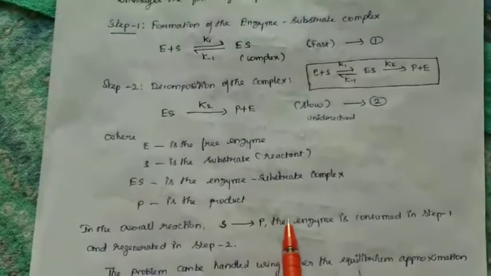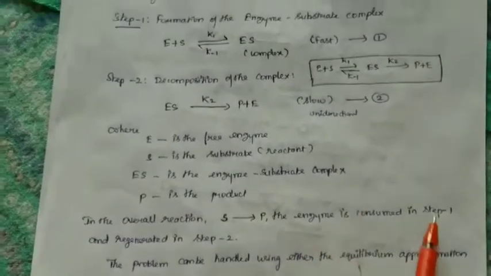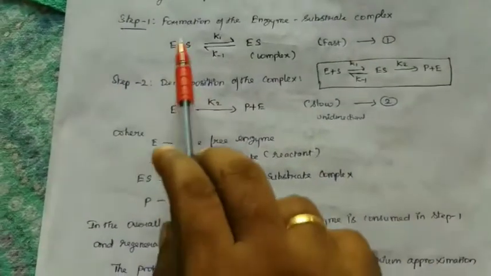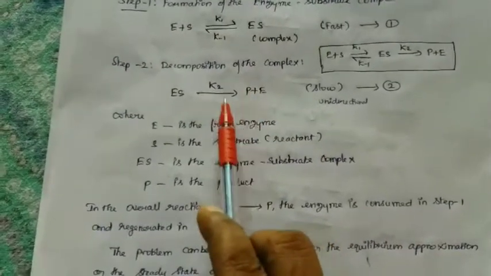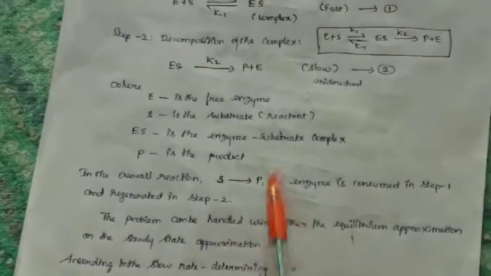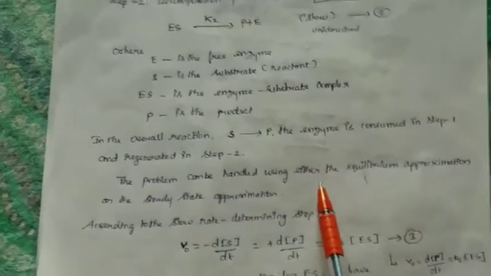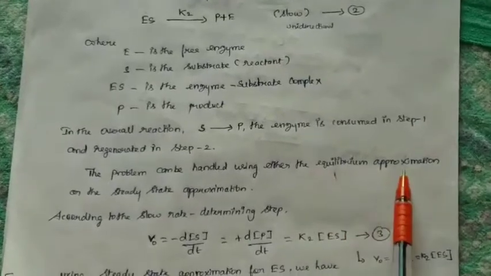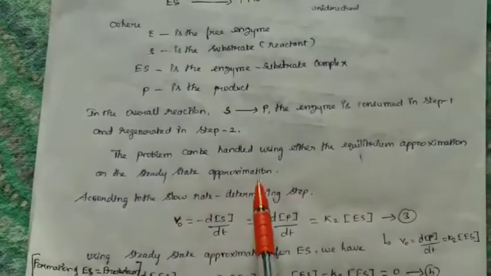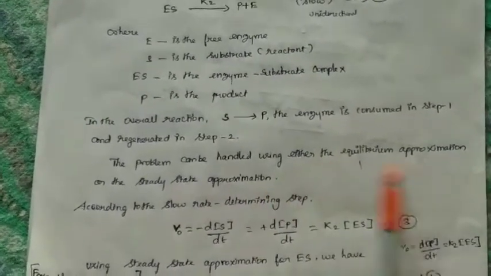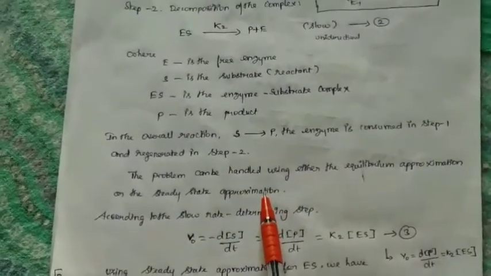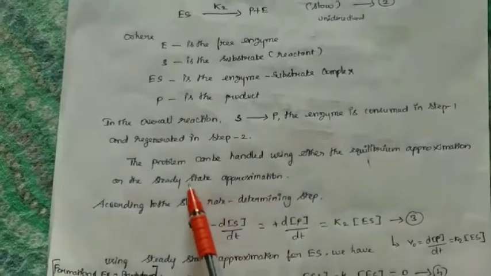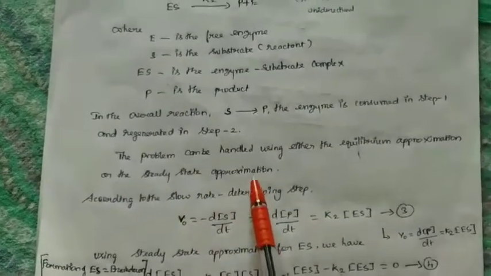How does it convert? In step 1, the enzyme is consumed, whereas in step 2, the enzyme is regenerated. To solve this problem, you have to use either the equilibrium approach or the steady state approximation. For the Michaelis-Menten equation, we have to use only the steady state approximation.